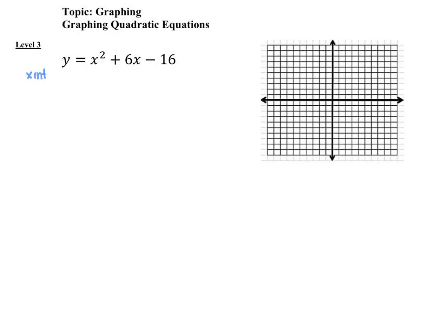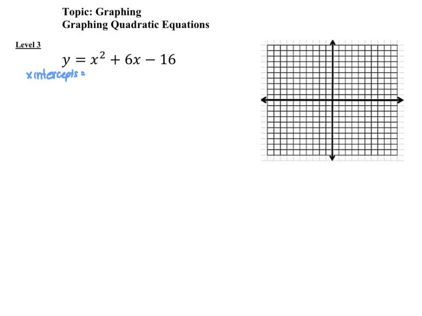To find the x-intercepts, you could do multiple things. You could factor and do ZPP. You could do the quadratic formula. If it's a perfect square, then you could take the square root. But I think what I'm going to do is just straight up use the quadratic formula.